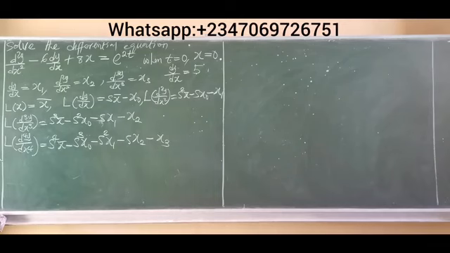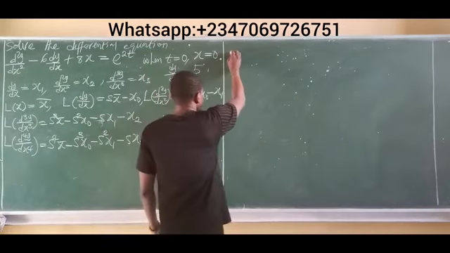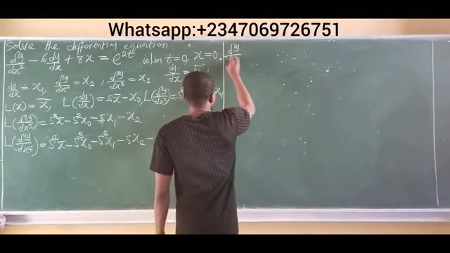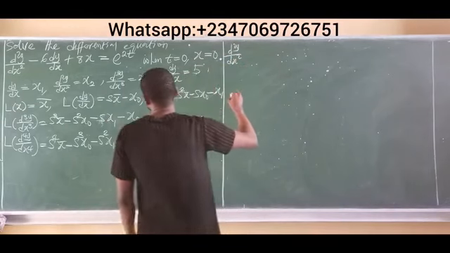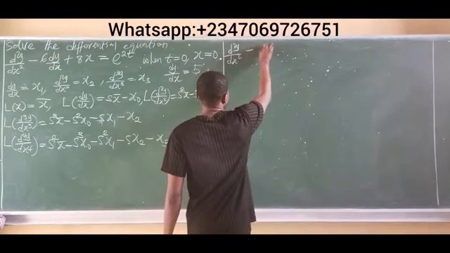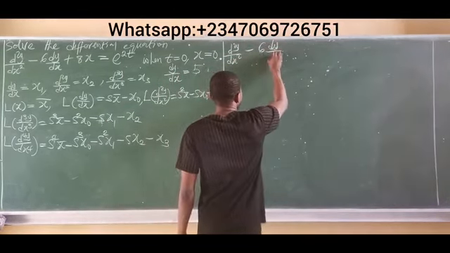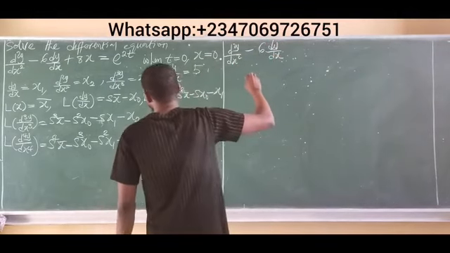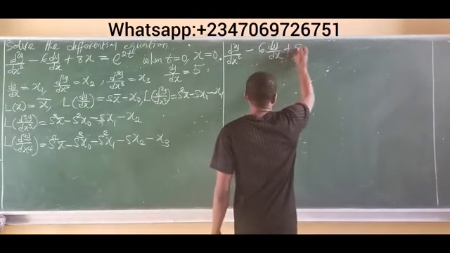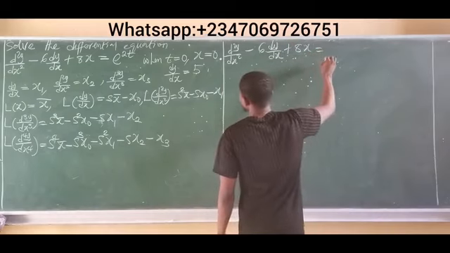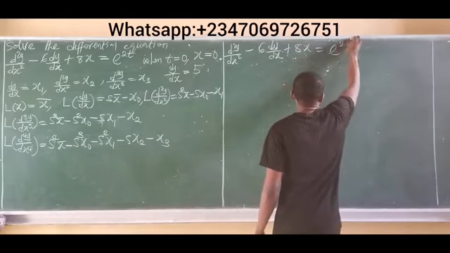Now in this case, I have a second order differential equation given: d squared y/dx squared minus 6 dy/dx plus 8y is equal to e to the power of t.